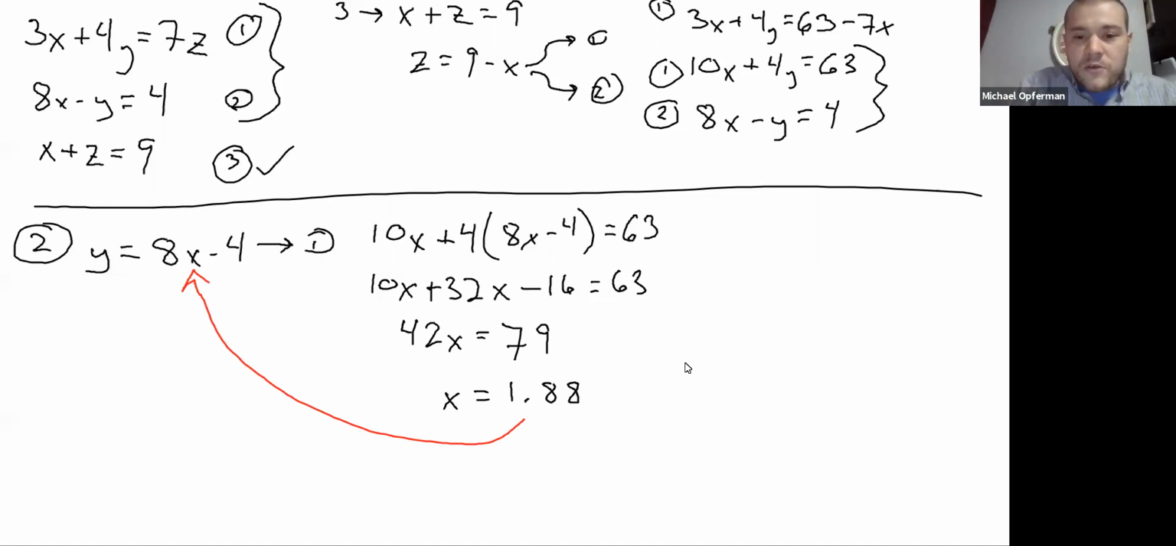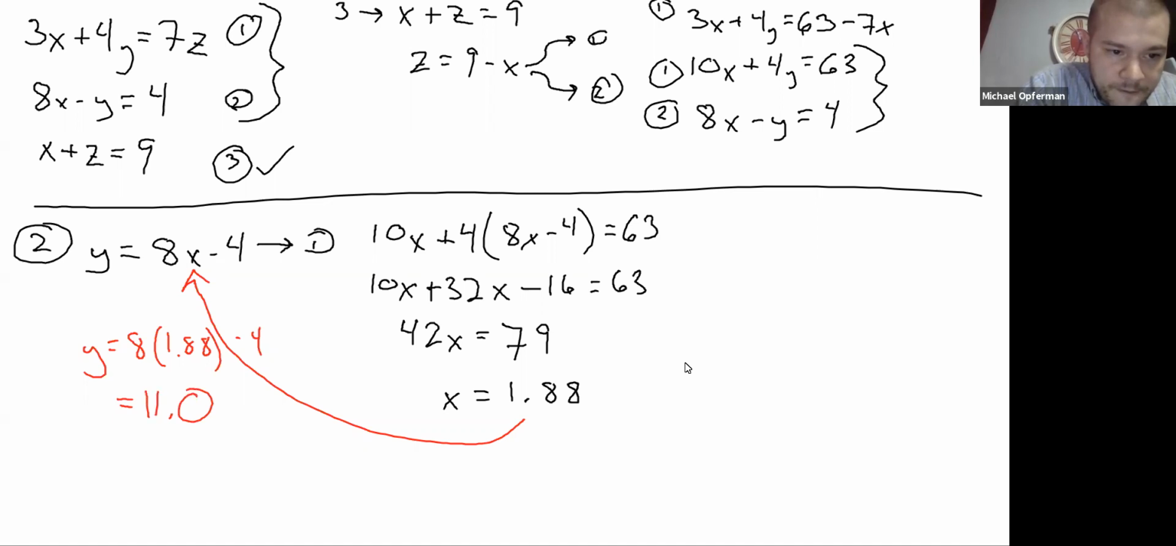I now know the value of x, so I'm going to put that back into the equation that I have here. So now I have y equals 8 times 1.88 minus 4, which is 11.0. So there's your value of y.